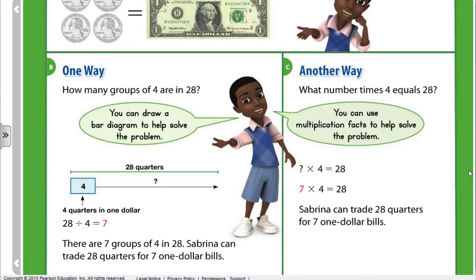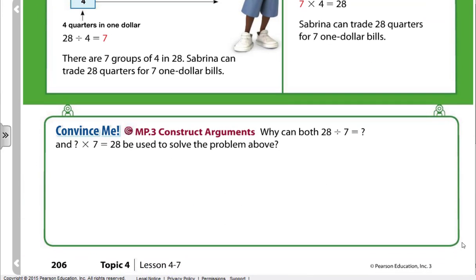Okay, my heroes, back to the book. And go down. Let's see this question with one of our heroes. Rida, why can both 28 divided by 7 equals question mark and a question mark multiplied by 7 equals 28 be used to solve the problem above? Why can you use any of these two equations or any of these two facts? Do you know why?